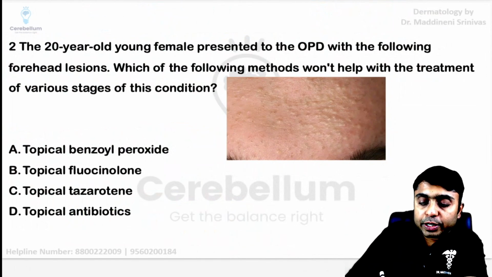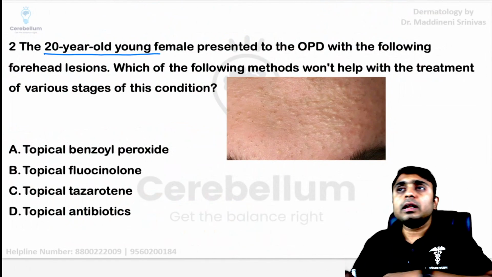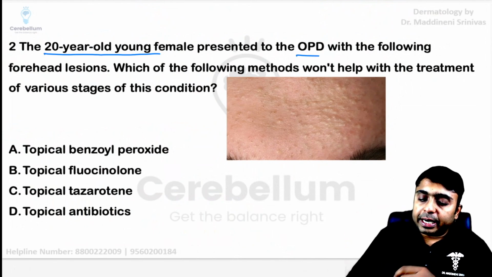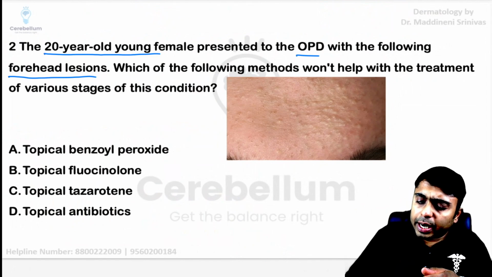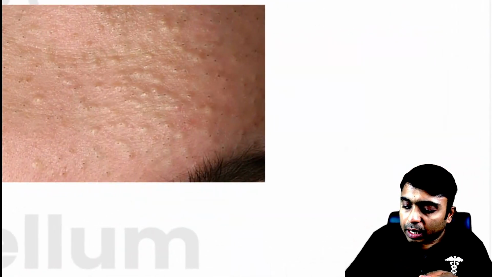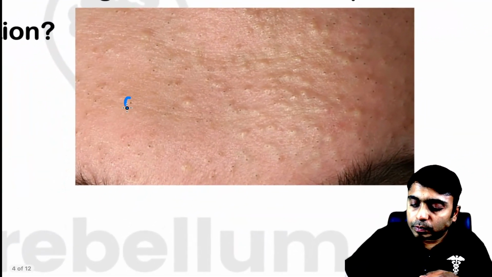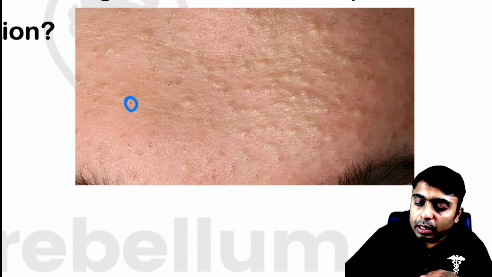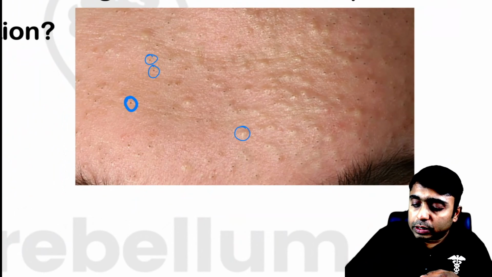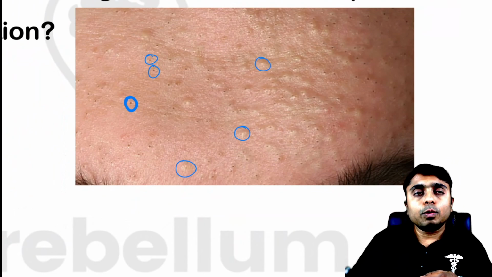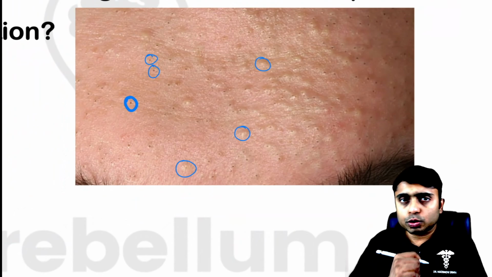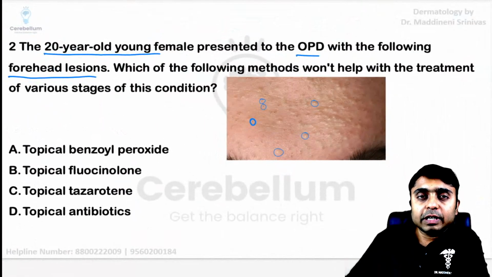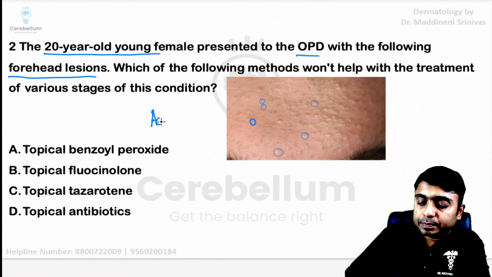This is the next MCQ. A 20-year-old young female presented to the Derma OPD with the following forehead lesions. You are able to see over the forehead there are multiple black heads. There are also multiple white heads. Blackheads and whiteheads are the layman terms for open comedones and closed comedones. So these kind of lesions are seen in acne vulgaris.